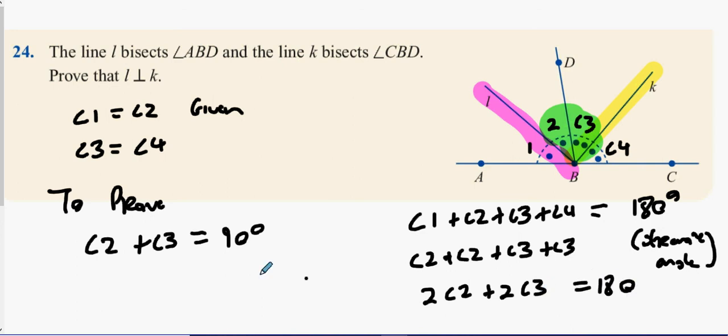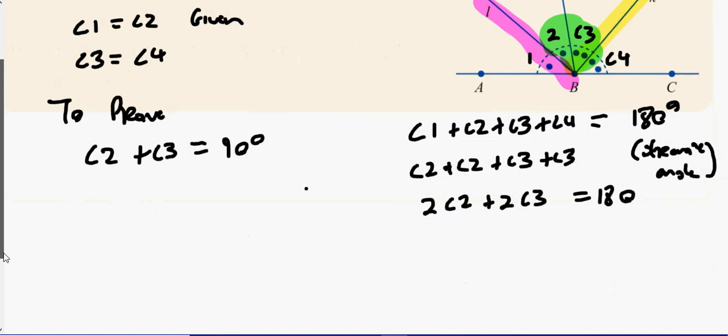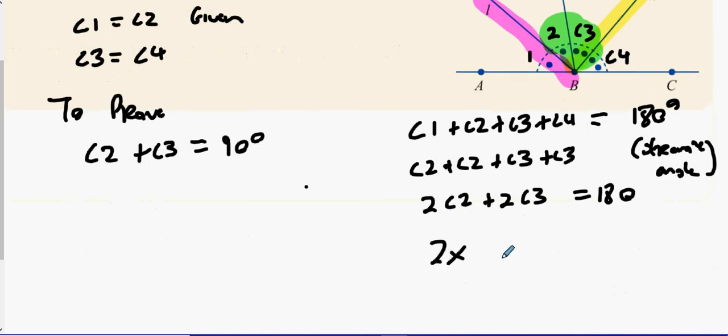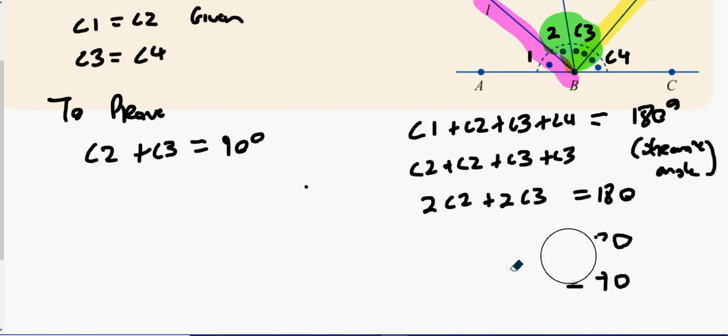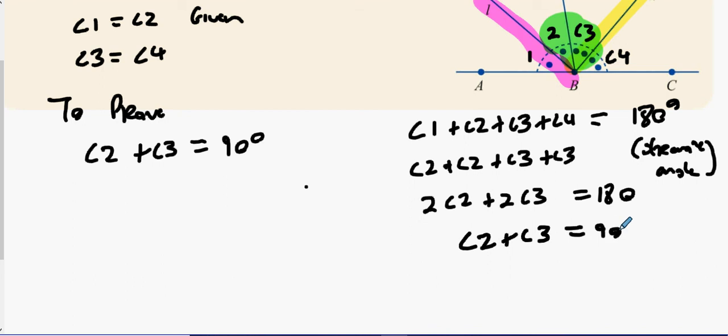If you're a bit confused by that type of language, think of it as 2x plus 2y equals 180. You can divide both sides by 2. If you divided both sides by 2, you'd get x plus y equals 90. So that's what we're going to do here. And we're just going to get angle 2 plus angle 3 equals 90 degrees. And that's what we're asked to prove. And we're done.